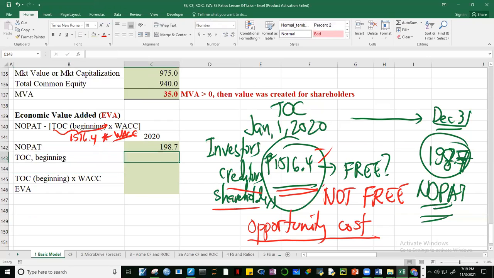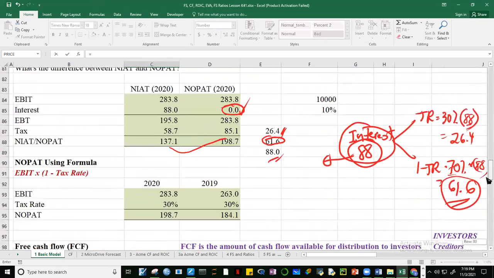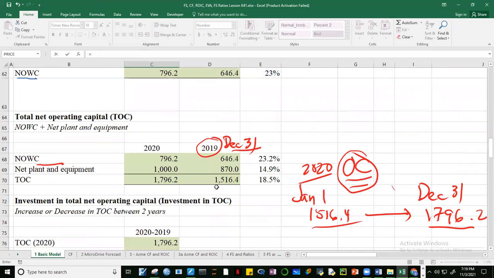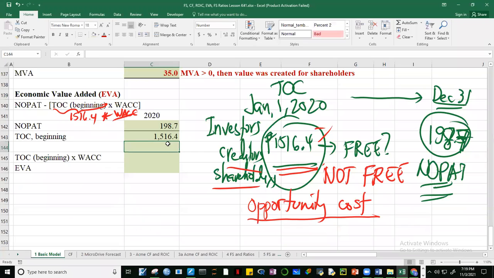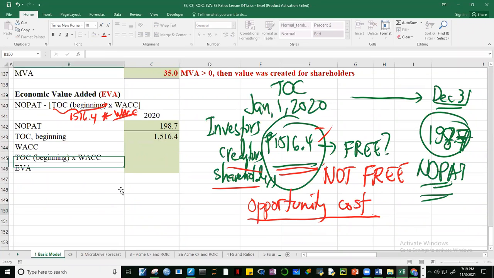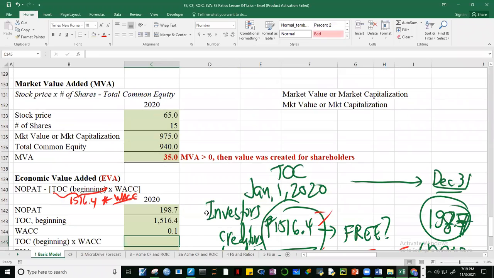How much was the capital given to us at the beginning of the period? Take note, guys, we're using the beginning of the period figure. The beginning of the period figure is 1516.4, and we're going to charge the company for the use of that with the WACC. The WACC being 8%.